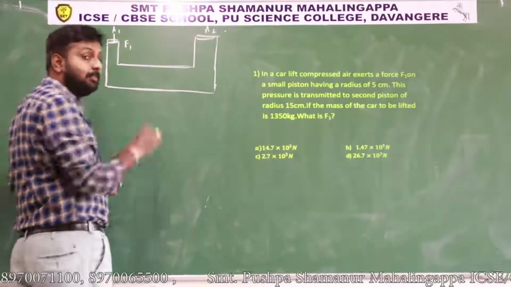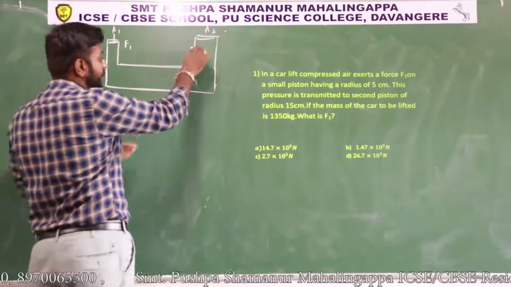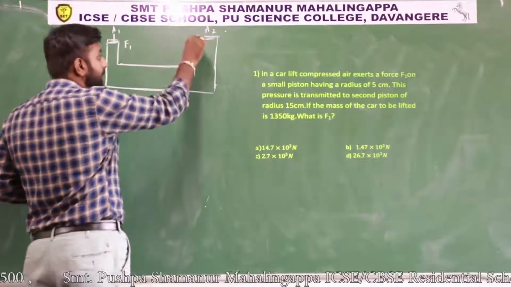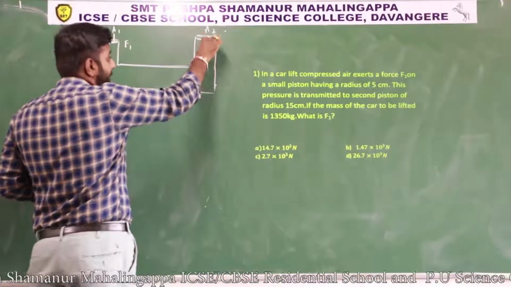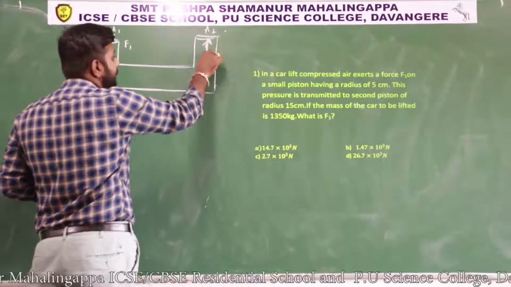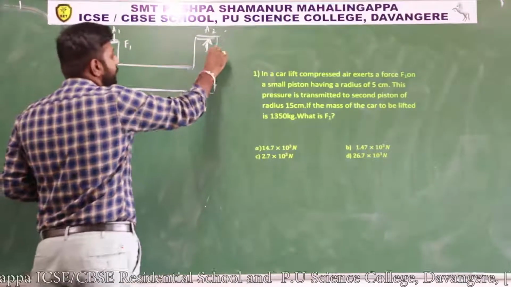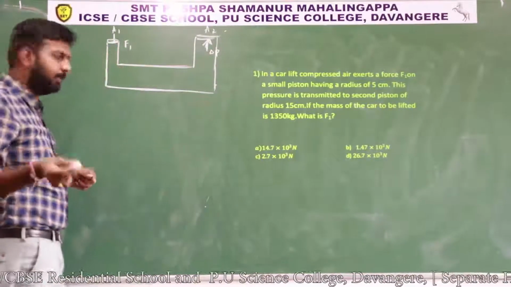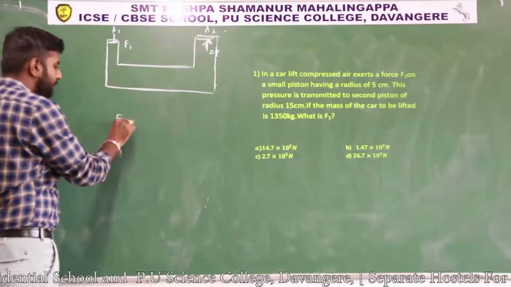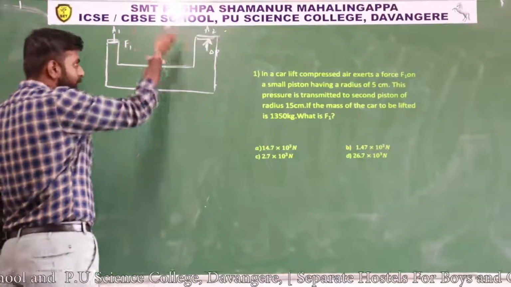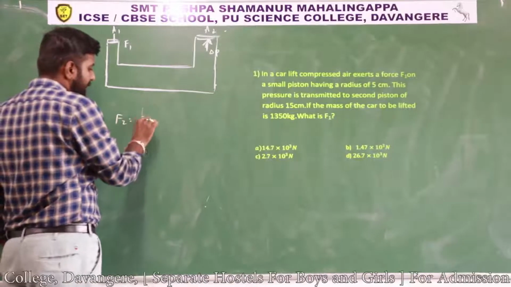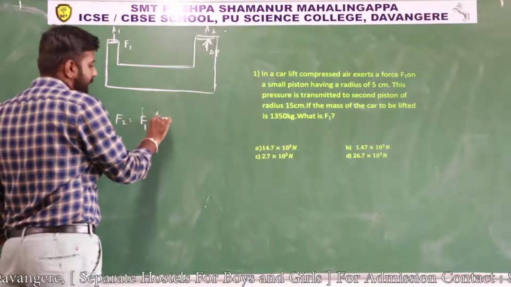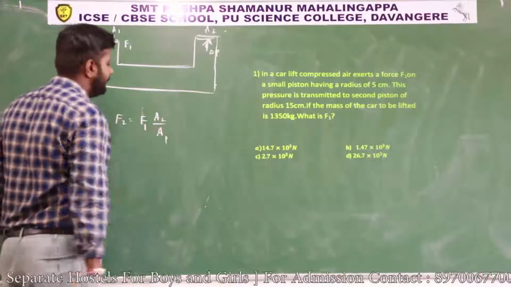Then the increased pressure will transmit through every point of the liquid, and the pressure acting here is delta P. Based on this concept, you came to know that F2, the force acting on the second piston, is equal to F1 multiplied by A2 divided by A1.